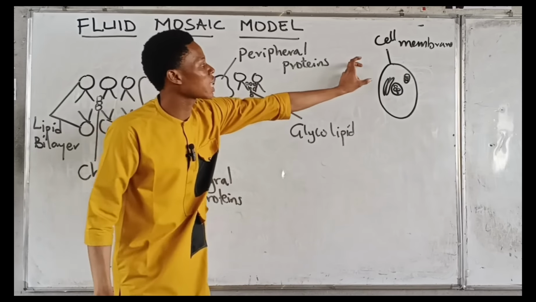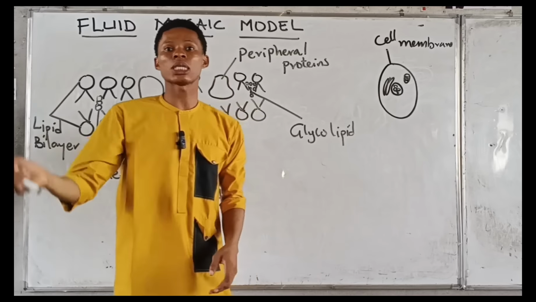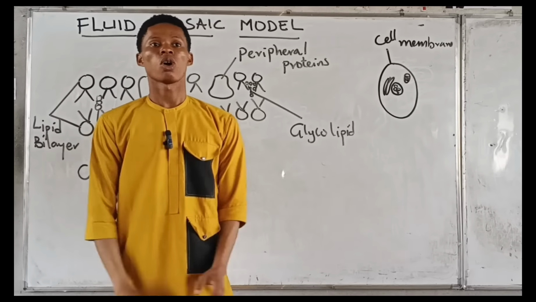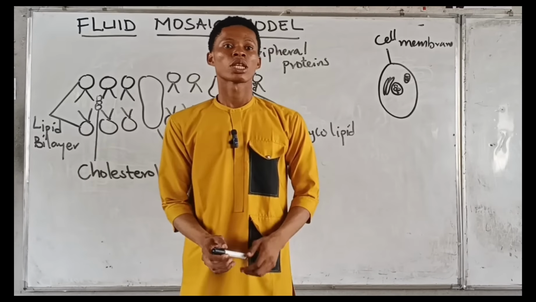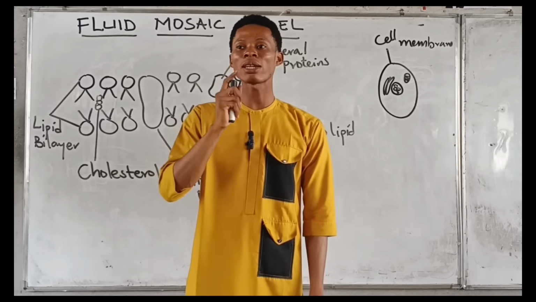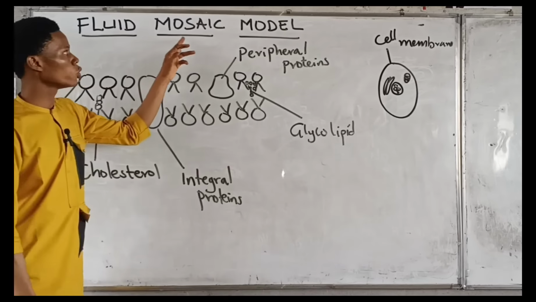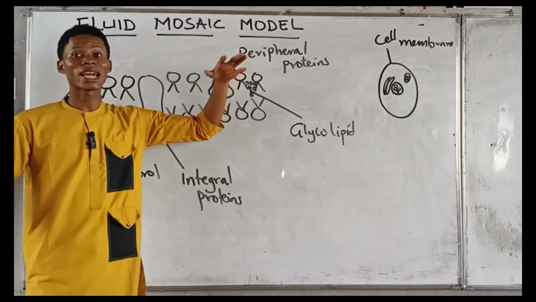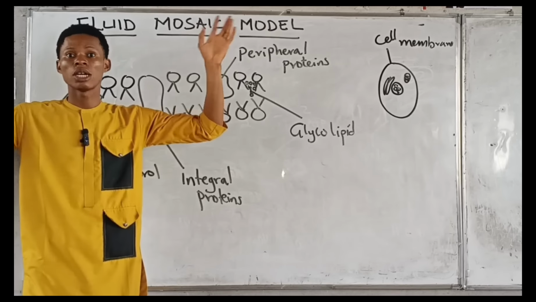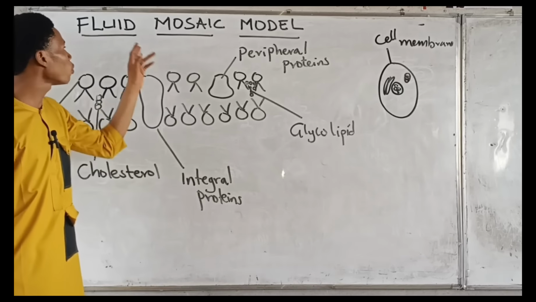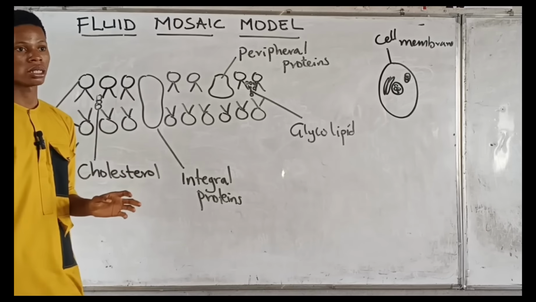So let me take this membrane. Many persons have studied the cell membrane and proposed their own structure of it. But the most accepted model of the cell membrane is the what? The Fluid Mosaic Model. There are other models of the cell membrane, but the most accepted, which is the one we're going to be studying in this course, is the Fluid Mosaic Model.